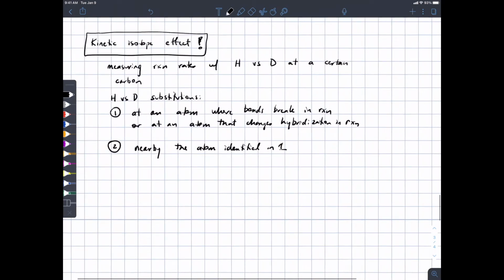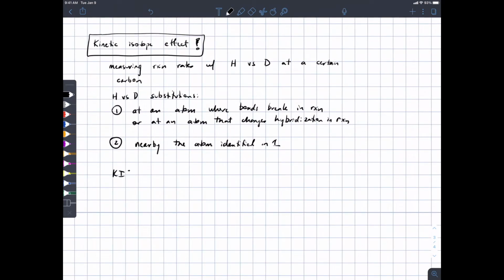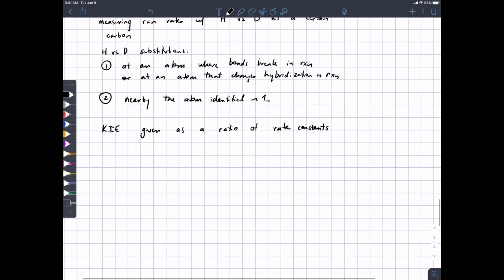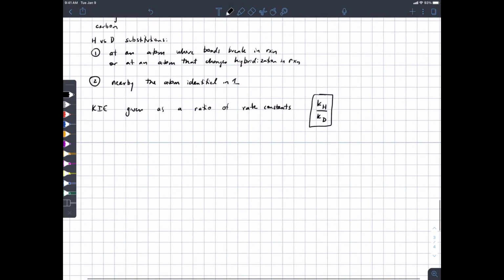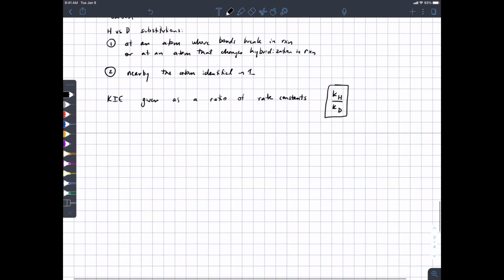And generally, the kinetic isotope effect is given as a ratio of rate constants. So you'll measure a rate constant for a reaction with hydrogen, either at position 1 or position 2, and then you'll measure that same rate constant with deuterium at either position 1 or position 2, and then you will divide the rate constants, and it's generally given, it doesn't have to be this way, but this is generally how we say it: hydrogen rate constant over deuterium rate constant. Okay? And what does this number tell you?